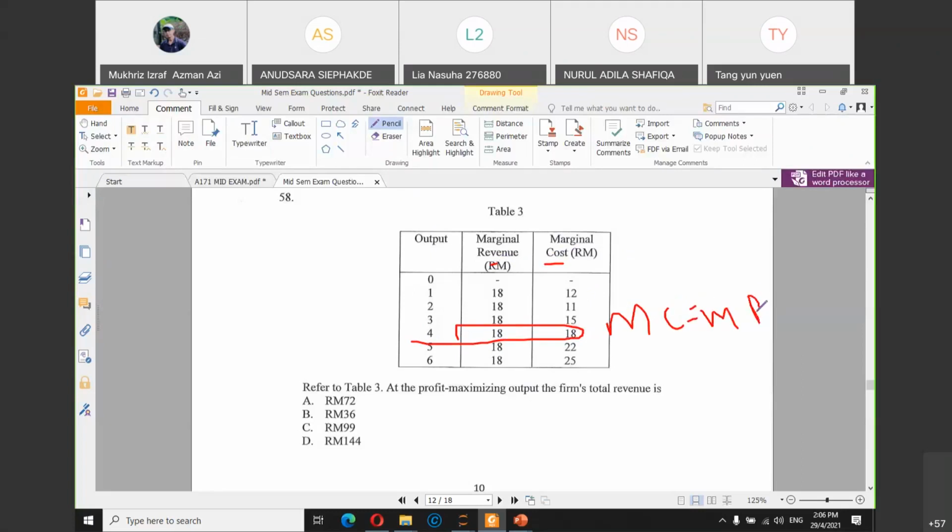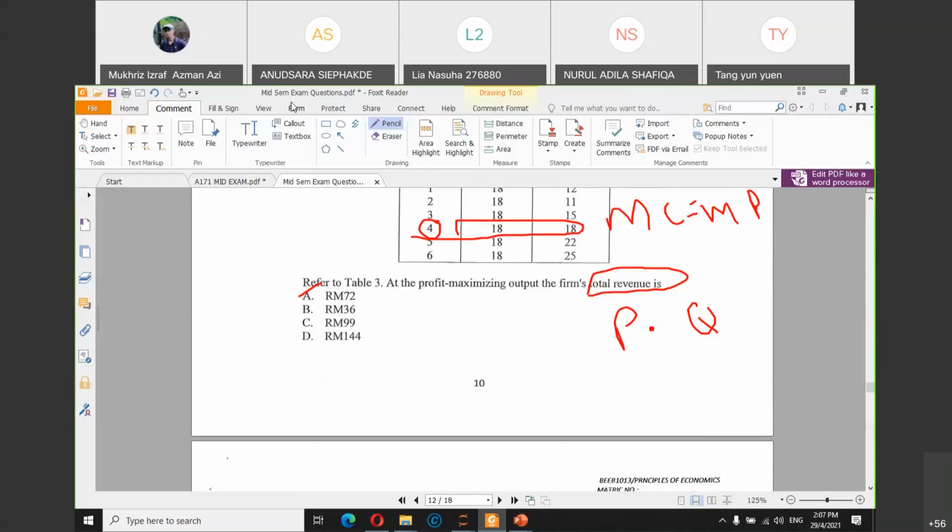But the question asks you what is the revenue. So revenue is calculated as P times Q. You know that the quantity is 4, but what is the price? Because MR is constant, MR will also be the price. So 18 times 4, you get 72, which is A.